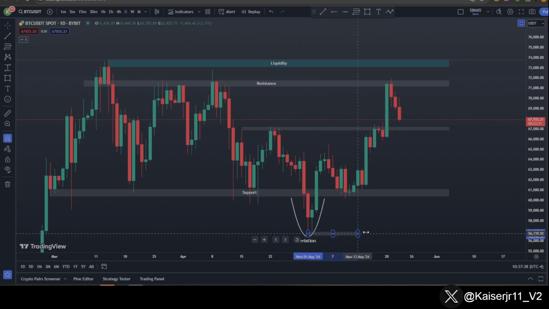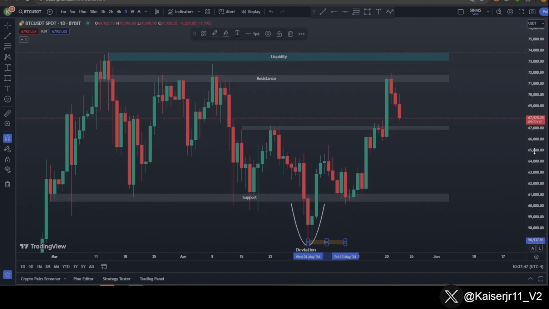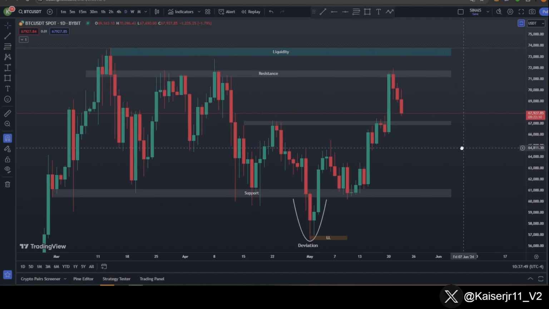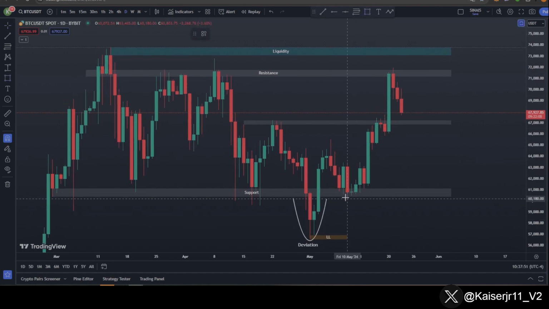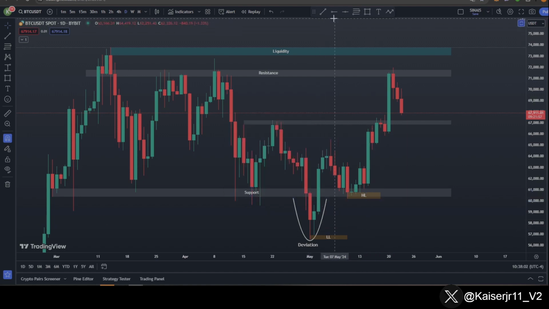Okay. Why here? I'm going to change the color of this. Okay, I'm going to pick this one and put lower low. All right, this is our lower low. Okay, but here, as you can see, we made a higher low.